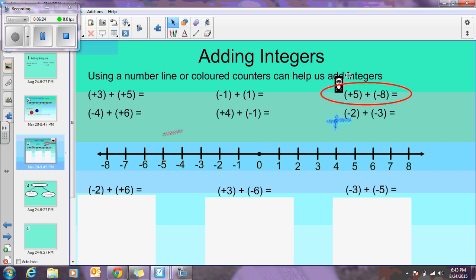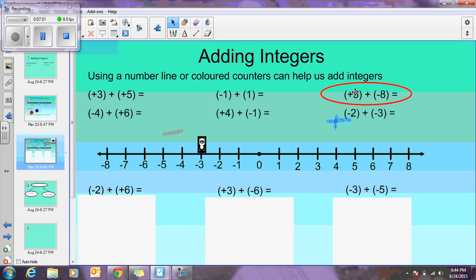Okay. Panda's looking at this problem, and it's positive 5 plus a -8. So we're going to find positive 5 first. Here it is. And now we have a -8. So you can think of it like going backwards, or sometimes I think of it like subtracting. Okay, so we're going to go back 8 spots. 1, 2, 3, 4, 5, 6, 7, 8. And our answer is -3 for this problem. Because if you start at 5 and go back 8, you have -3.